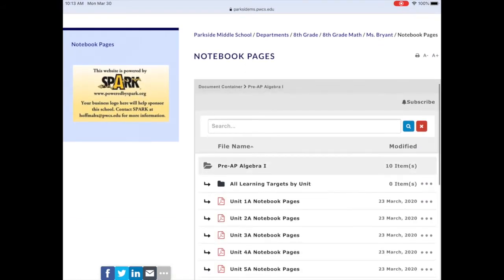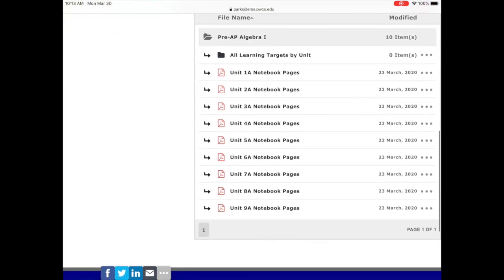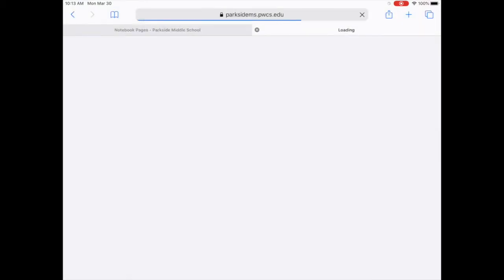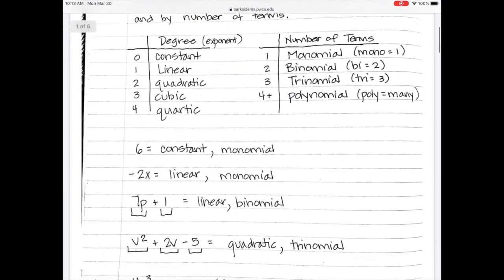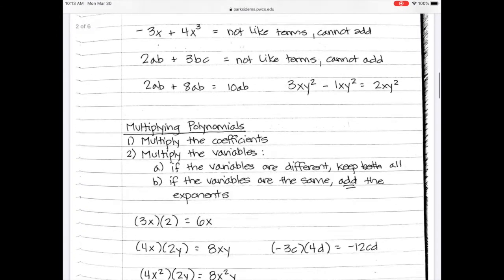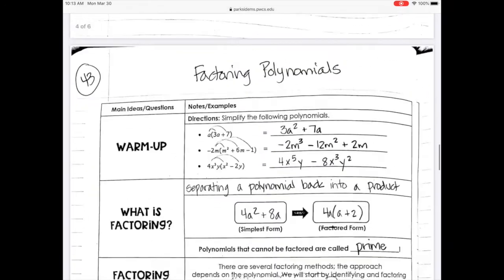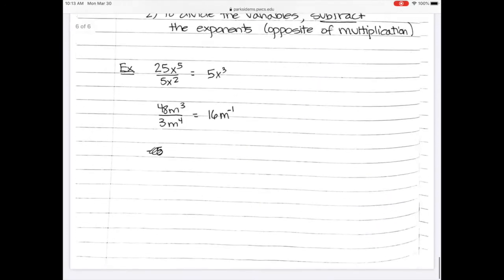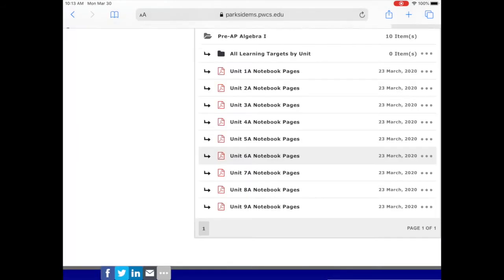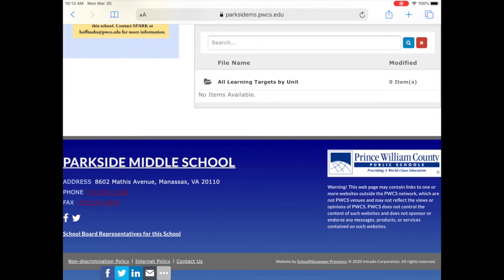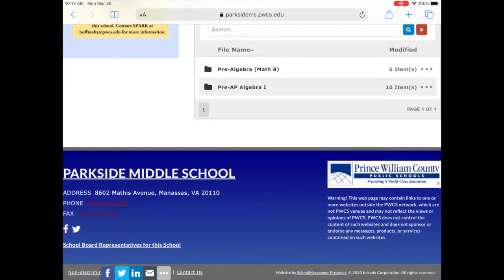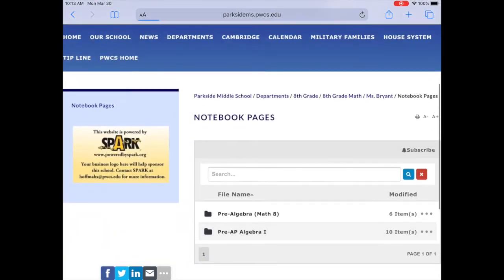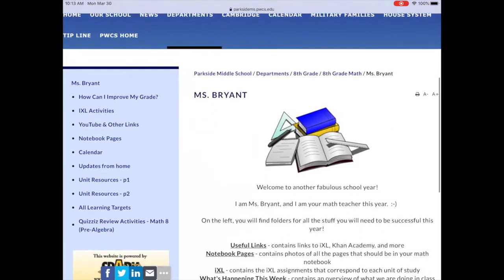Algebra 1, you guys have all of your units in here as well. Remember that if it says A, like 1A, 2A, that means algebra. For example, I'll open up 6A, that was the polynomials unit. And so here are all the polynomials notes that we did, okay? So you guys can always access notebook pages. You can just read it online, or you can even print them out so that you have them to actually flip through at home, all right? So there's all your notebook pages. I'll close that up, go back up to Miss Bryant, and back to the home screen.